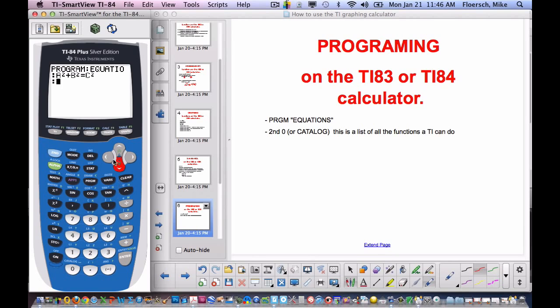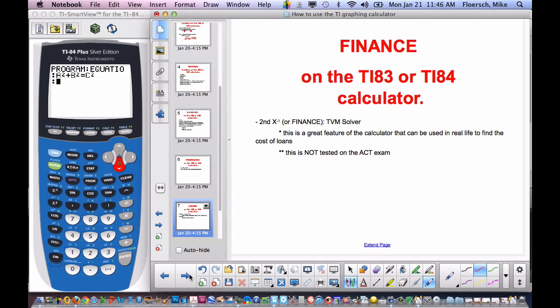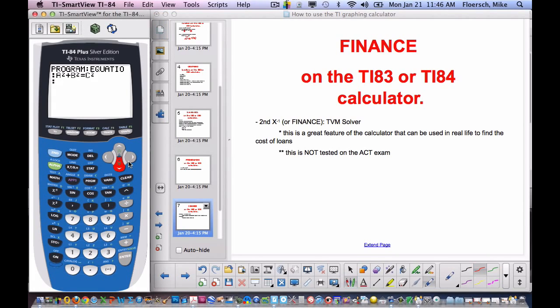They do not make you clear out your calculator. Use that to your advantage if you want. Then the last thing I wanted to show you, this is not something that you'll be tested on for your ACT, but it is something that is very useful. I find myself using it quite often when I go to buy, let's say, a car, and I want to find out how much my monthly payments would be. Many people don't know about this, what we call TVM Solver. It's a very powerful tool that I think people should know about.